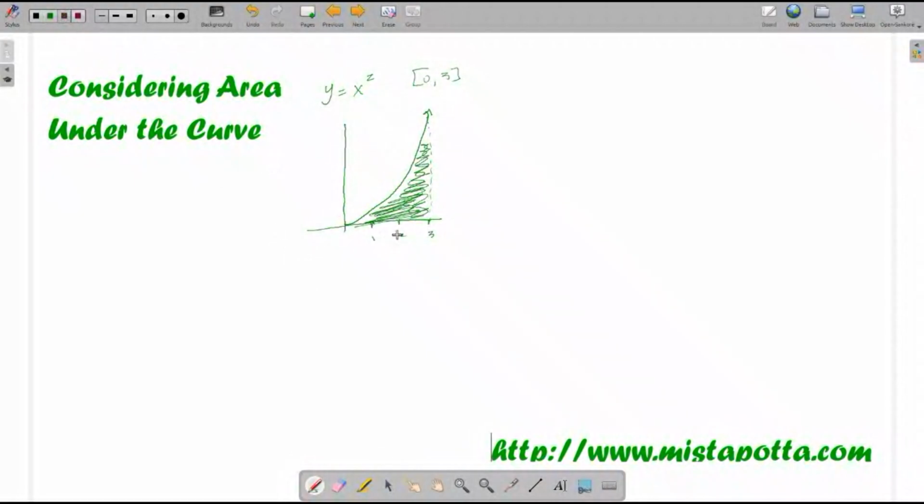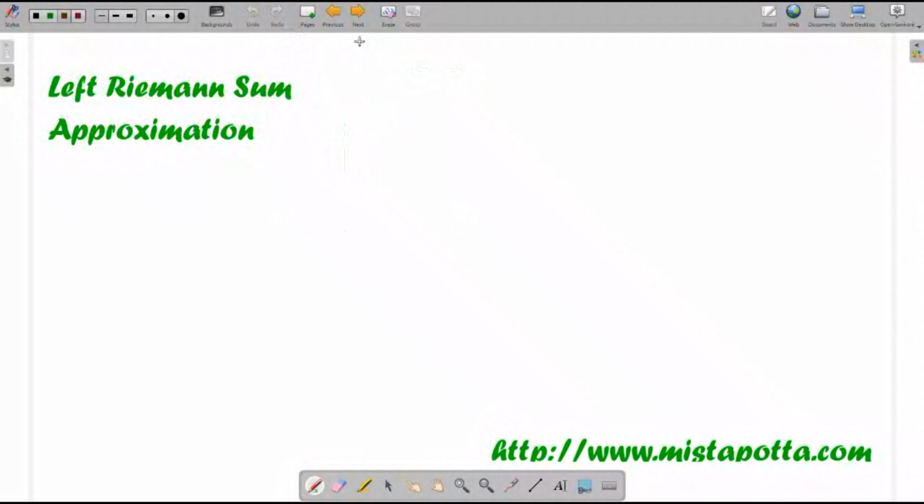And it's not easy to determine what it is, but what I can do is use rectangles to determine this area, at least get a good approximation of it. The question is, how do I set up my rectangles for this? I could set up my rectangles using the right endpoint of a curve, or the left endpoint of a curve, or I could use the midpoint and determine the area based on that. There are three different ways of looking at these rectangular approximations, but all of these come through the mathematician Riemann.